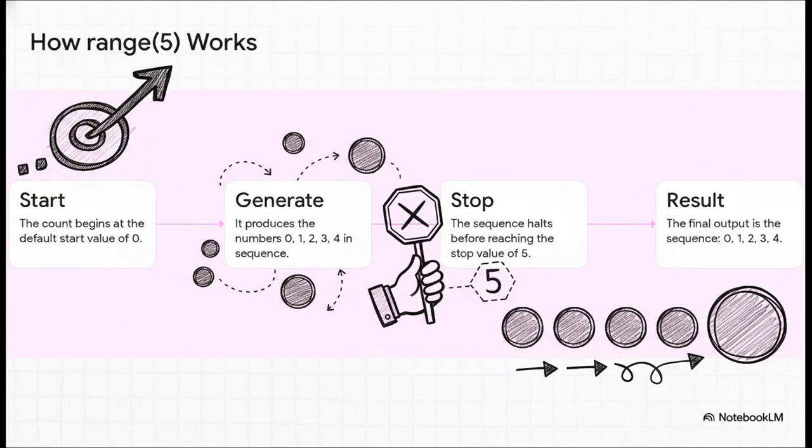So let's break that down. When we write range(5), what's happening under the hood? Python starts at its default, which is 0. It then generates the numbers 0, 1, 2, 3, 4. And when it gets to 5, it hits the brakes. It says, whoa, that's my stop sign. It never actually includes that final stop number. So the result is 5 numbers total, from 0 up to 4.